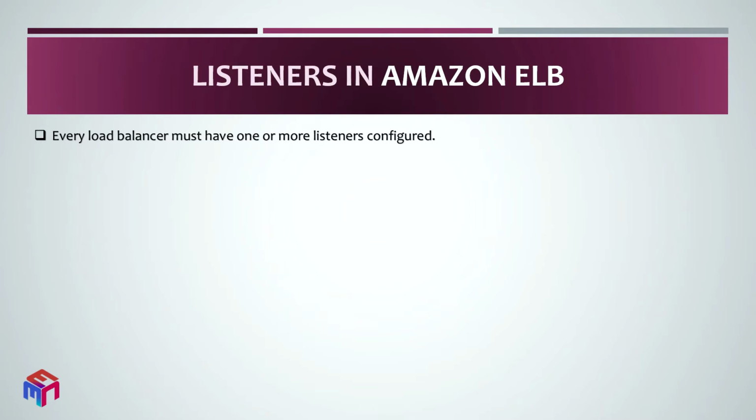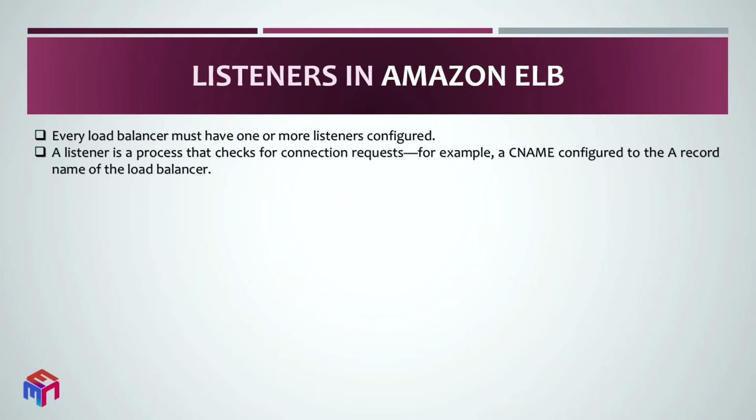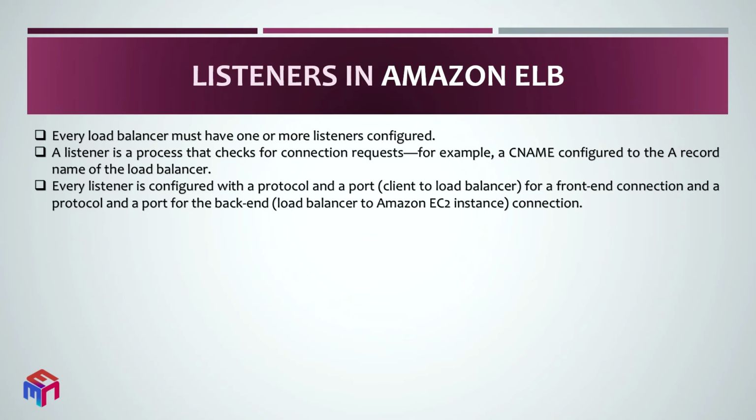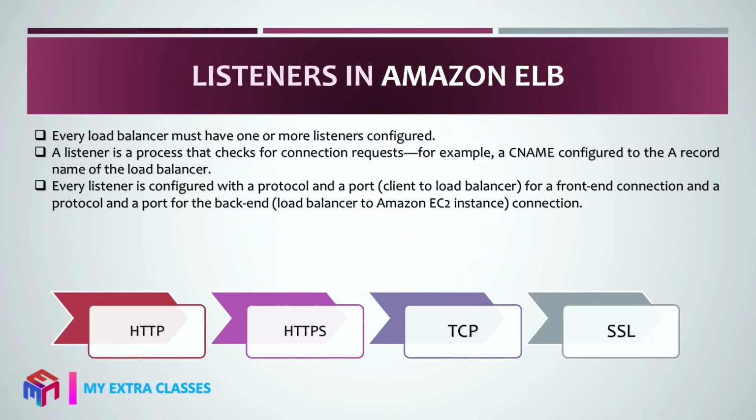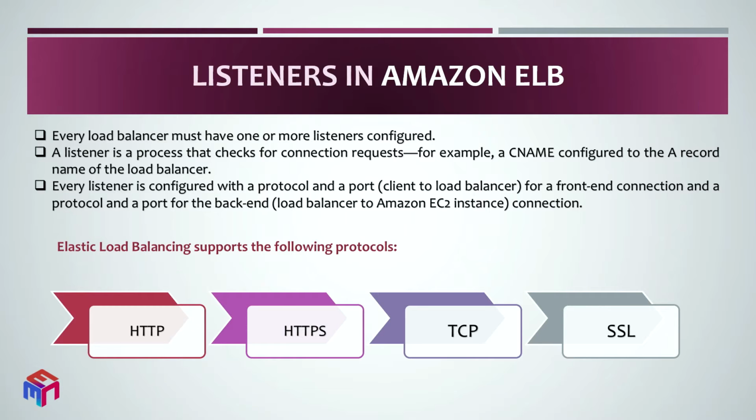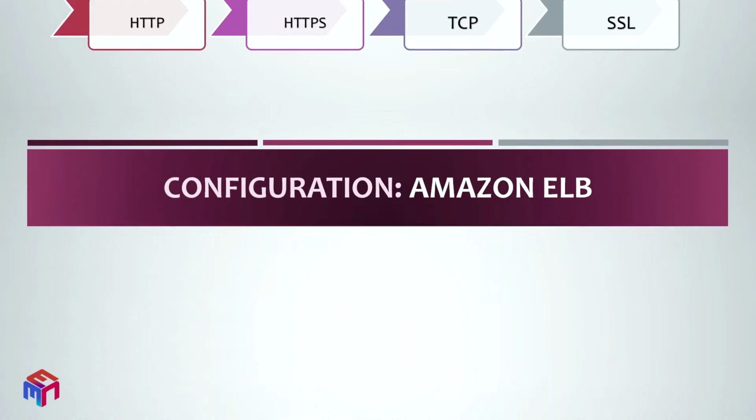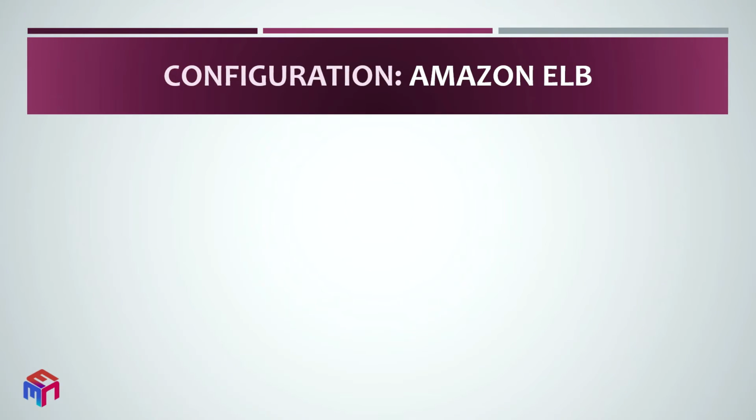Every load balancer must have one or more listeners configured. A listener is a process that checks for connection requests, for example, a CNAME configured to the A record name of the load balancer. Every listener is configured with a protocol and a port, client to load balancer, for a front-end connection and a protocol and a port for the back-end, load balancer to Amazon EC2 instance, connection. Elastic Load Balancing supports the following protocols: HTTP, HTTPS, TCP and SSL.